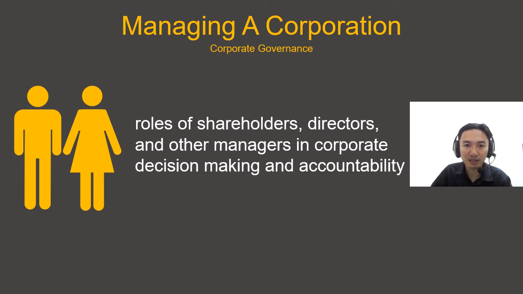Okay guys, this is the last part. We call this corporate governance. To manage a corporation, you need a couple of people to help in terms of making decisions and also accountability. So we have shareholders, we have directors, we have other managers in the corporation to make corporate decisions and also be accountable for the decisions that it makes.